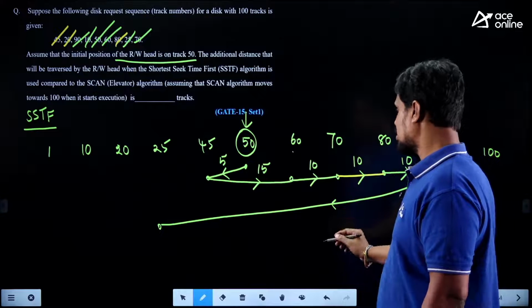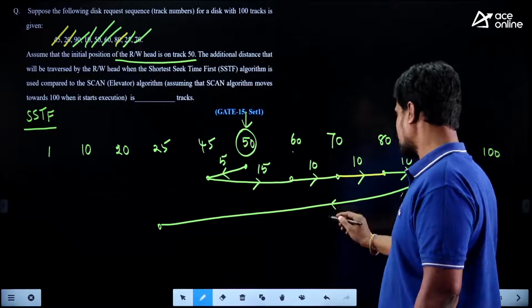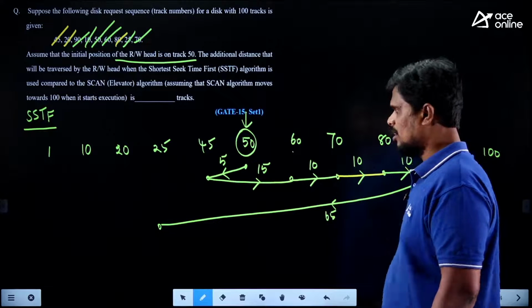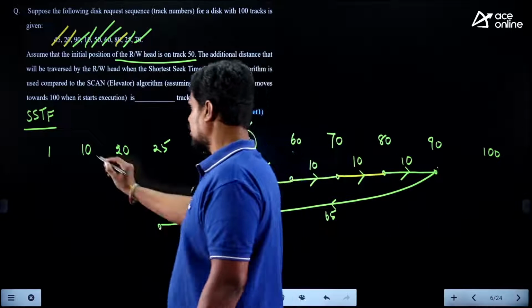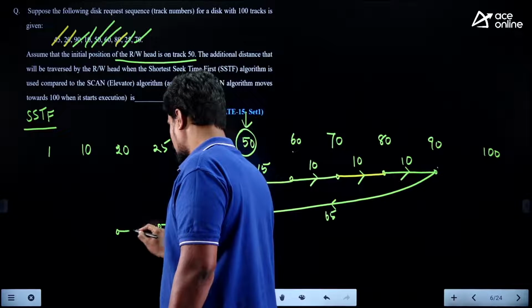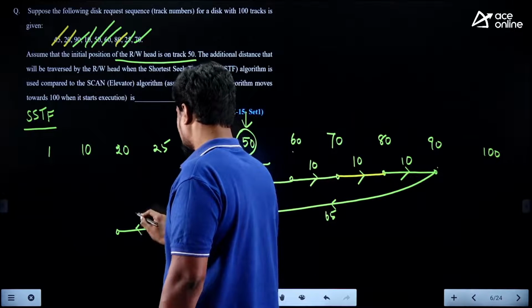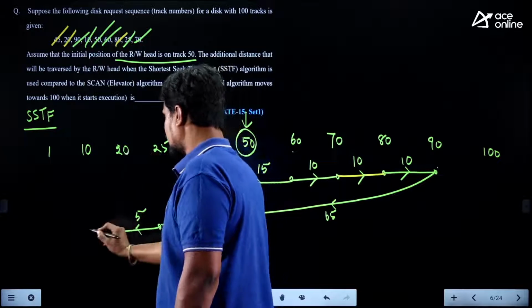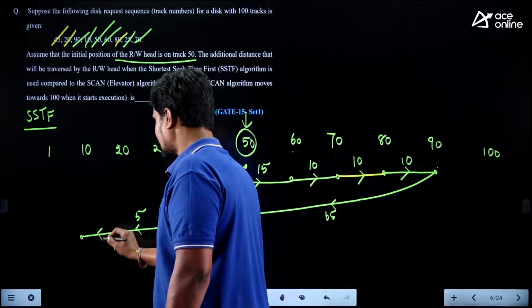So what is the travel distance? Between 90 and 25, the travel distance is 65. Then from 25, is 10 at the shorter distance or 20? 20. So we will go to 20, and the travel distance is 5. Then from 20, we will go to 10. So what is the travel distance?